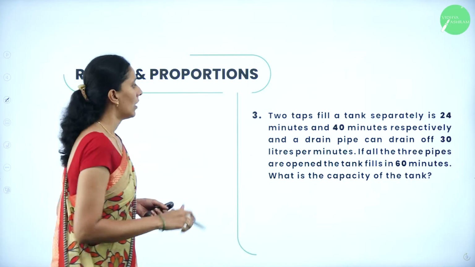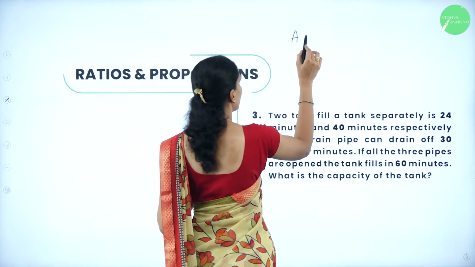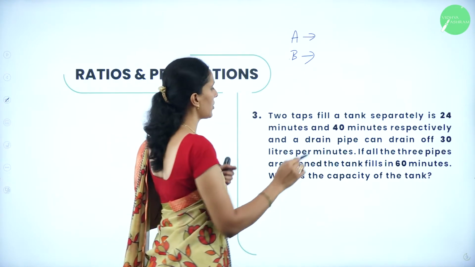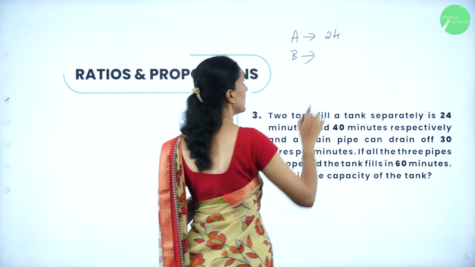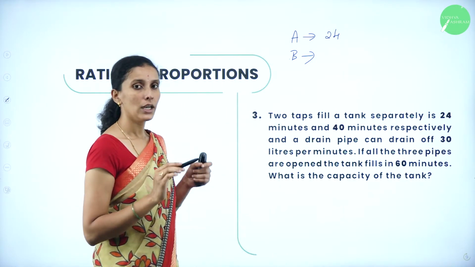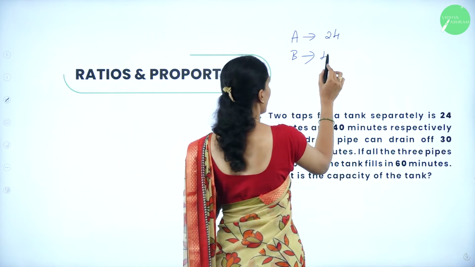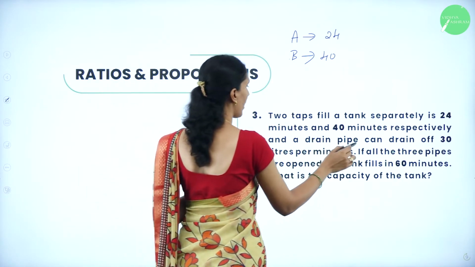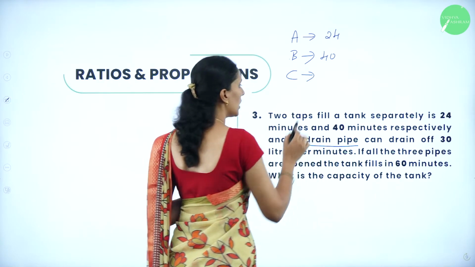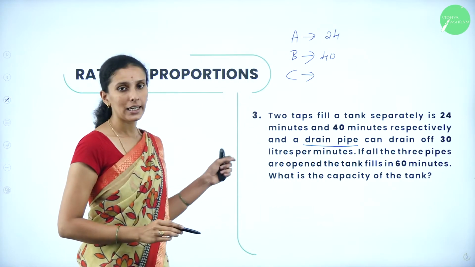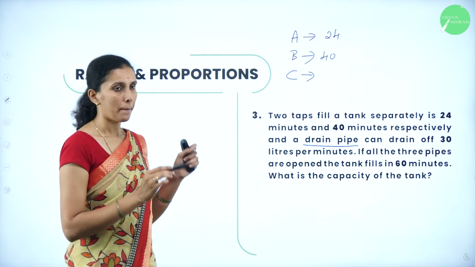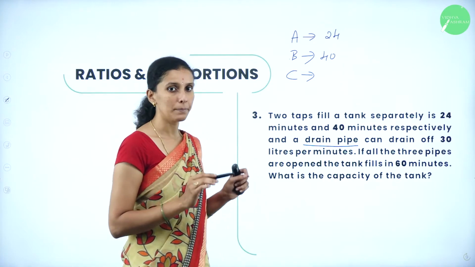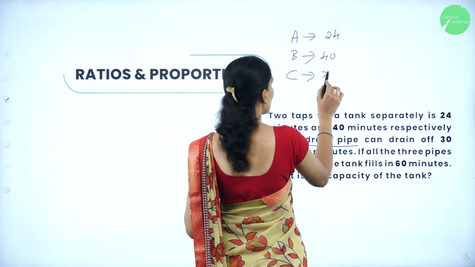So given, let me take 2 taps, tap A and tap B. Tap A takes 24 minutes to fill the tank completely. Tap B takes 40 minutes to fill the tank completely. Let me take the drain pipe as C. It can drain 30 liters of water per minute, but I don't know how many minutes it will take to drain the complete tank. So let me take that as X.